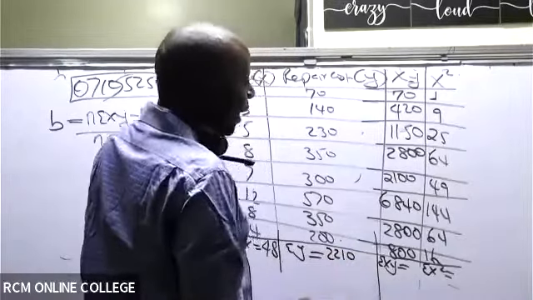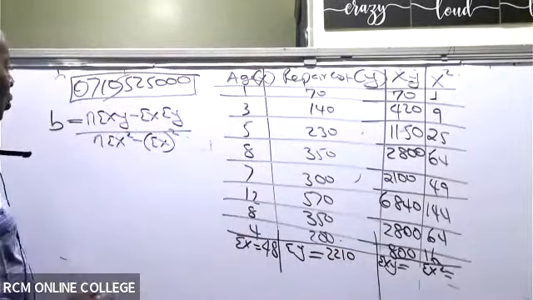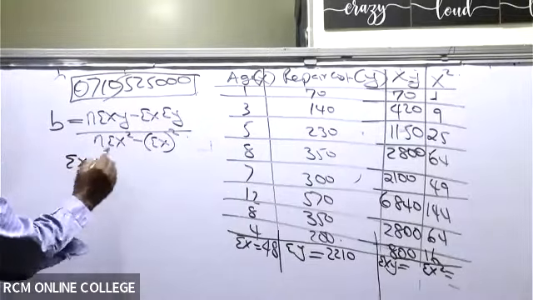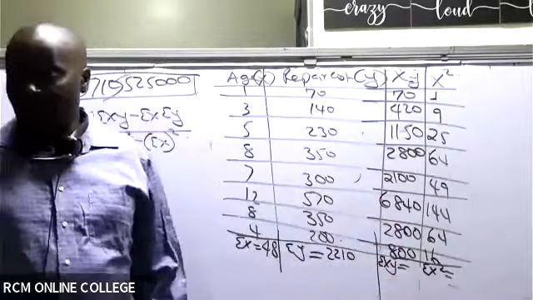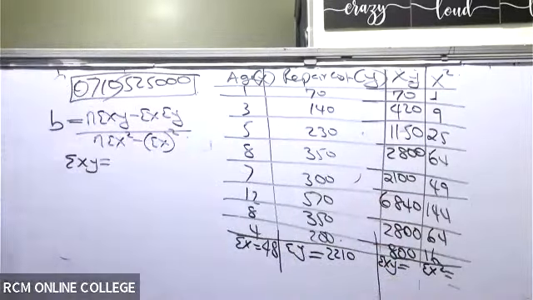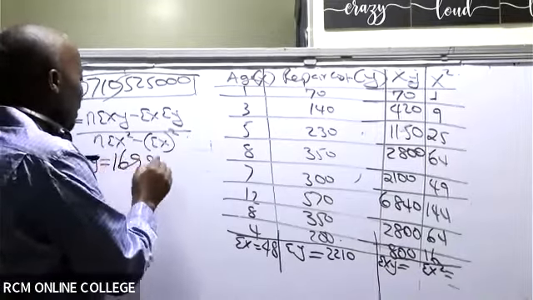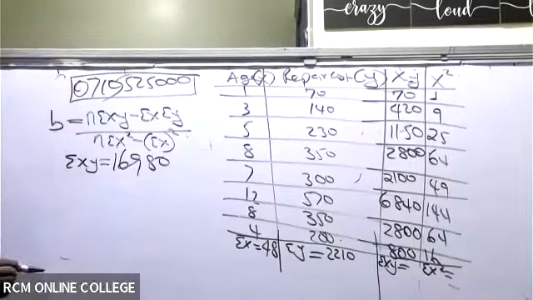How about the summation of xy? Can somebody give me that summation of xy down here? Anybody who could be having this answer? What do we have? Summation of xy, 16,980. Can someone else confirm that what this great sister of ours is giving us is correct? Yeah, somebody has confirmed 16,980.